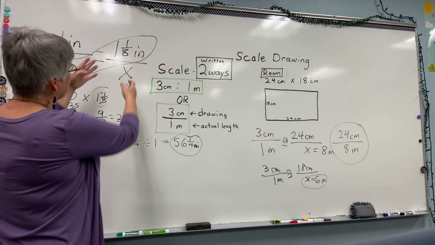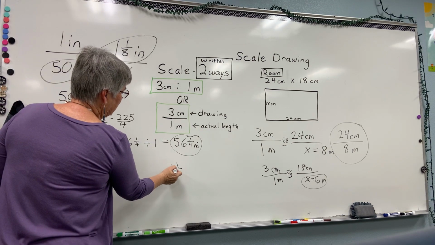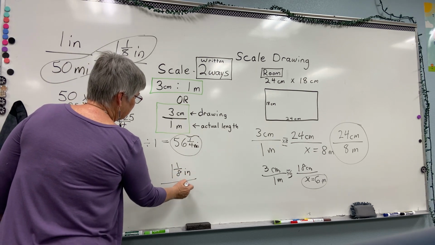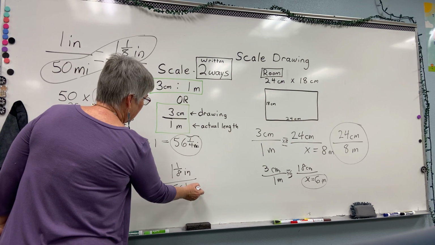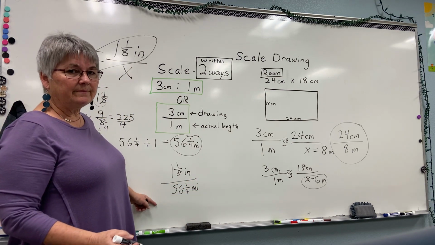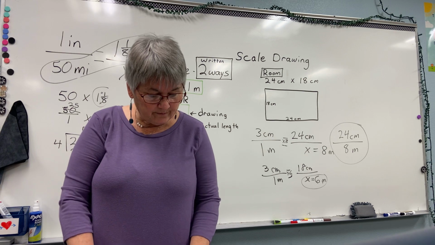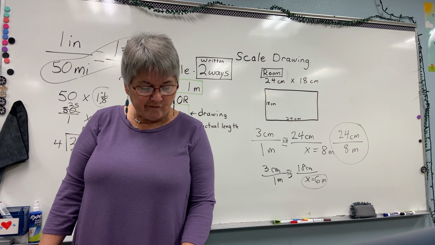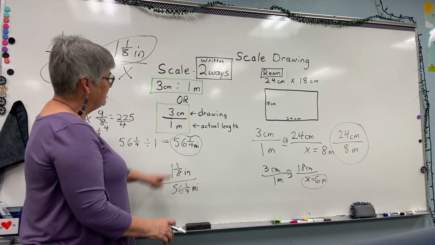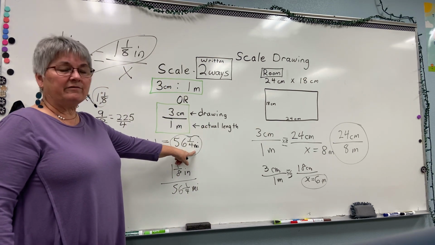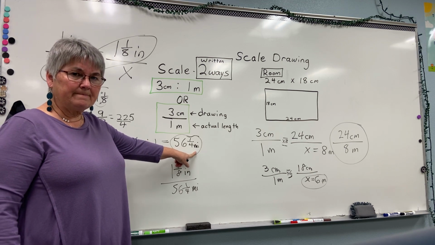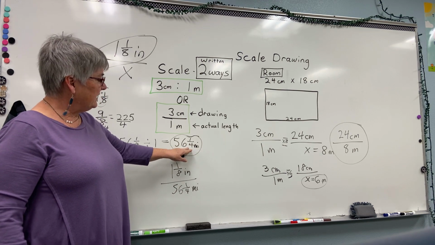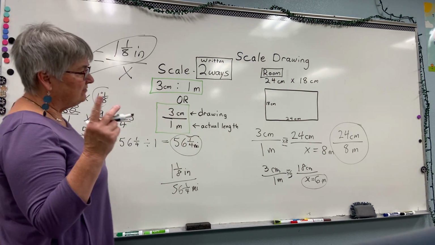If they want to see the whole ratio, I would say 1 1/8 inches over 56 1/4 miles. Isn't that crazy looking? But is that what they asked for? I don't think so. It says, using the map of Pennsylvania above, how far is it between the cities? So this would be the answer, 56 1/4 miles. Okay? So always read, what are they asking for? Final answer right there.